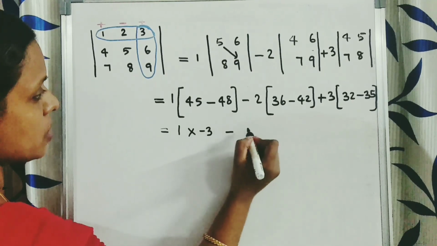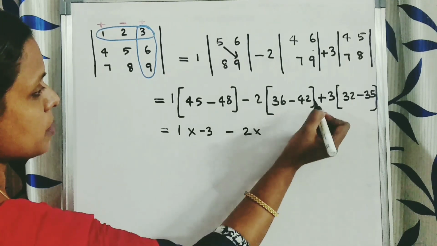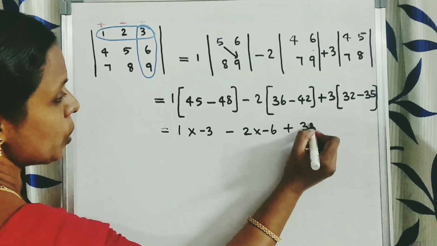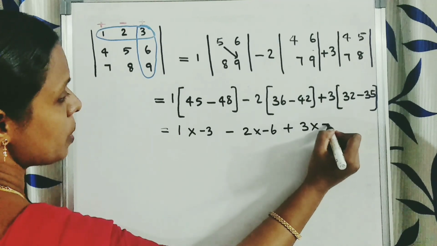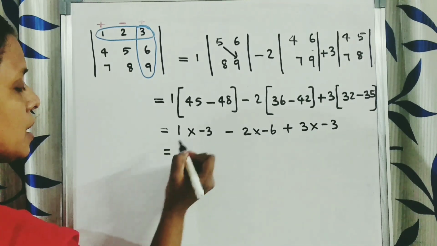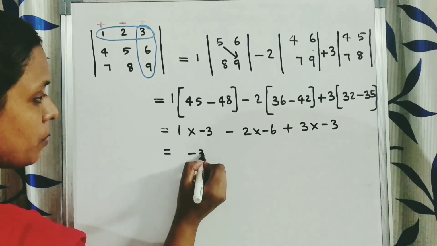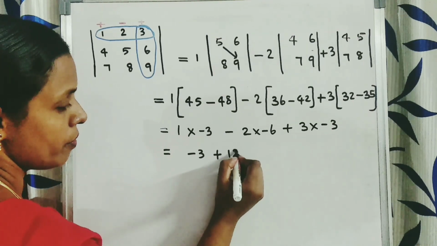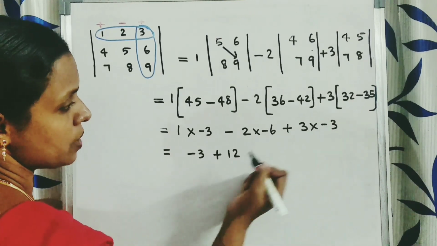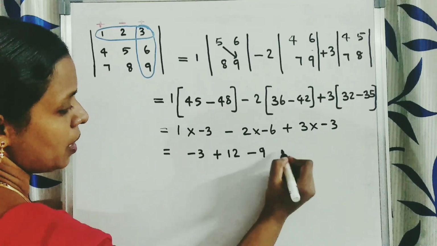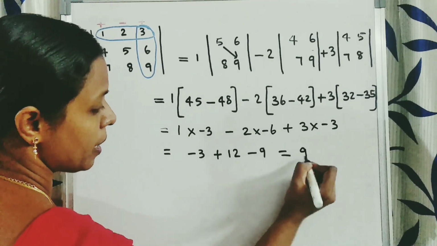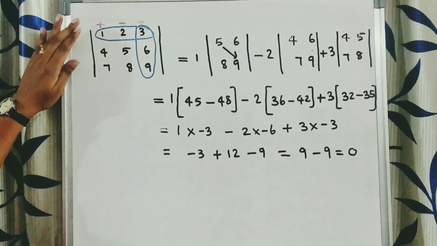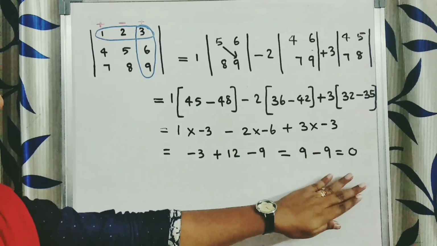This is equal to 1 into 45 minus 48, which is minus 3. Minus 2 into 36 minus 42, which is minus 6. Plus 3 into 32 minus 35, which is minus 3. We get 1 into negative 3 is negative 3. Negative 2 into negative 6 is plus 12. 3 into negative 3 is negative 9. Minus 3 plus 12 is 9, minus 9, we get 0. The value of this determinant is equal to 0.